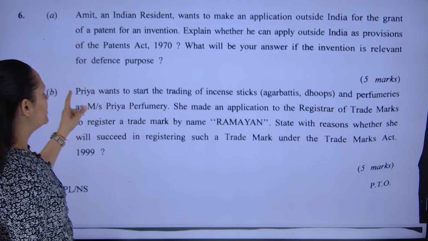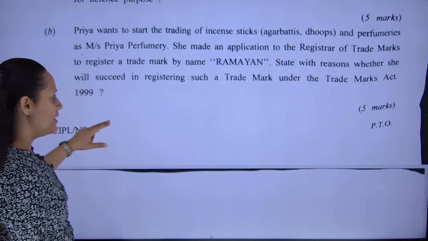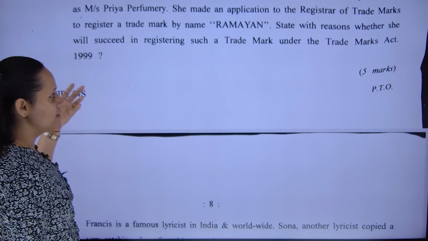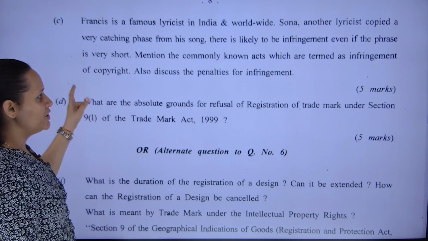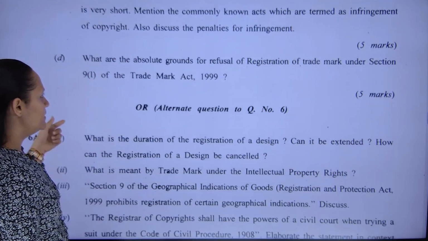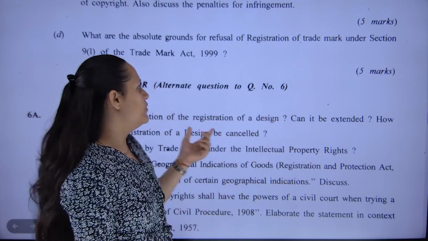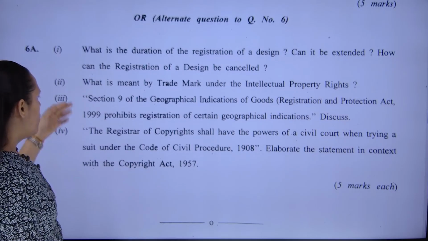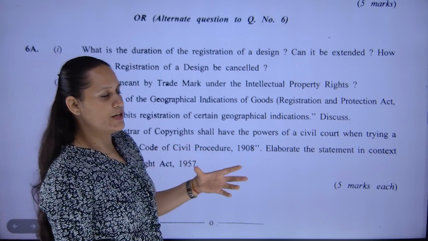Then they've given you a question on the Patents Act. Again, they've given you a question on a trademark, whether a particular trademark is registrable or not. It is based totally on your interpretational skills. Then they've given a question on infringement of copyright. They've given a direct question on absolute grounds of refusal of a trademark, carrying 5 marks each. Again, it is a direct theory question. All these questions are direct theory questions, so it is not going to involve a lot of interpretational skills.